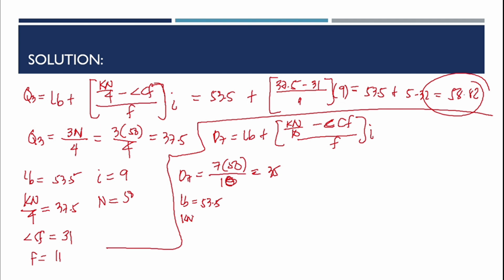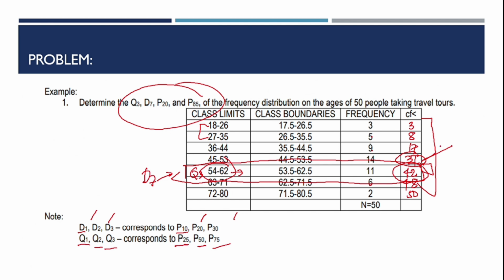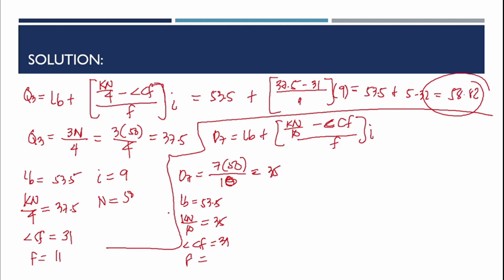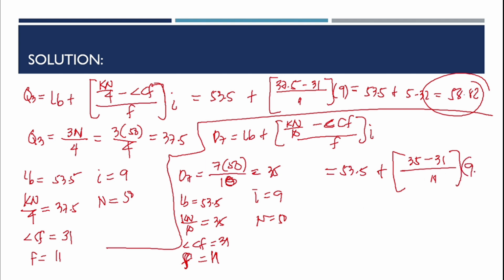Kn over 10 is 35. The less than cumulative frequency is 31 still. The frequency is 11, the interval is 9, and n is equal to 50. By the use of the formula, we substitute: LB, 53.5, plus Kn, which is 35, minus 31, over the frequency, 11, times the interval of 9.